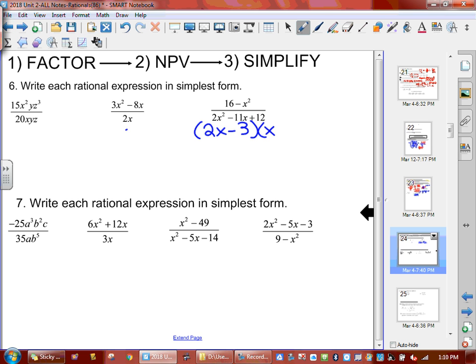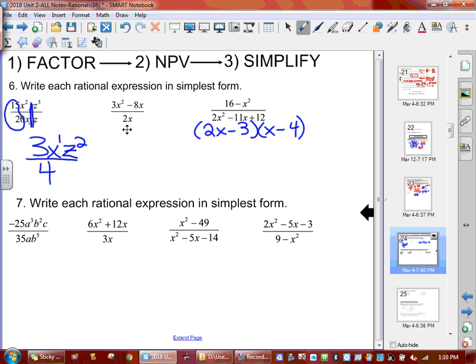We're going to work on 15 first. Or sorry, the 15 and 20 here. All right. So 15 and 20, we're going to math frac. They're both going to divide by 5. So we should get 3 over 4. Now we're going to reduce our x's and y's. So x, we're going to have 1 left over on top. Y's will reduce completely. And z, I'm going to have 2 of them left on top. Okay? And again, what are our non-permissibles here?